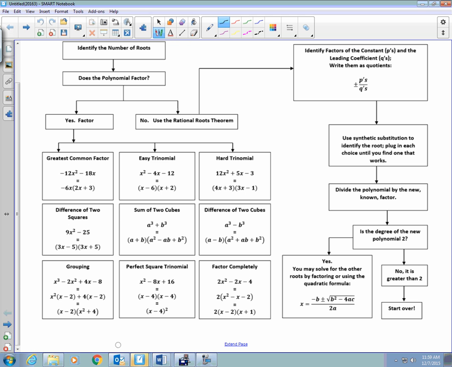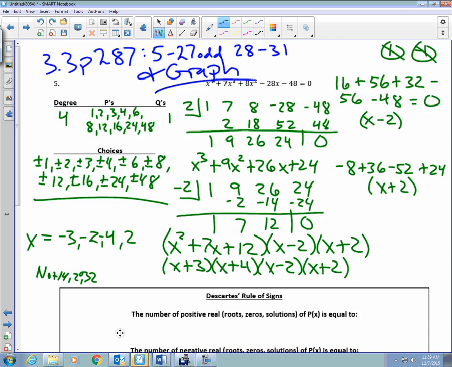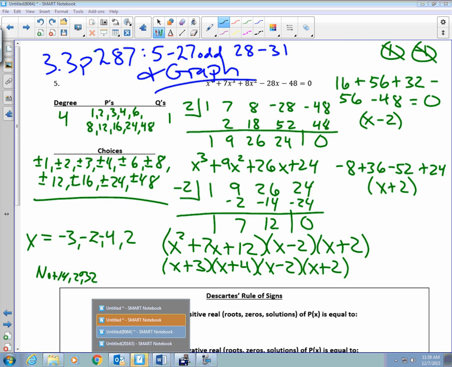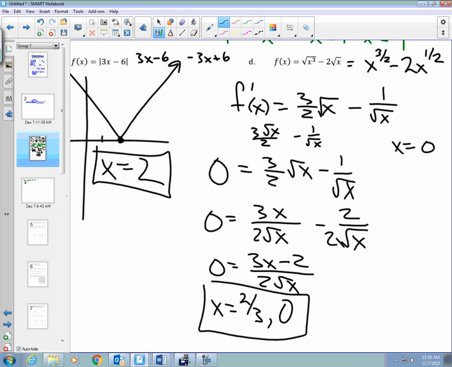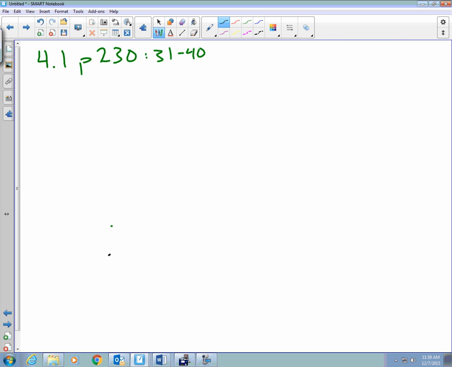Okay, time for you to practice some problems. Oh, whoop, that's college algebra. That is not yours. This is yours. There you go. 441, page 230, numbers 31 through 40.